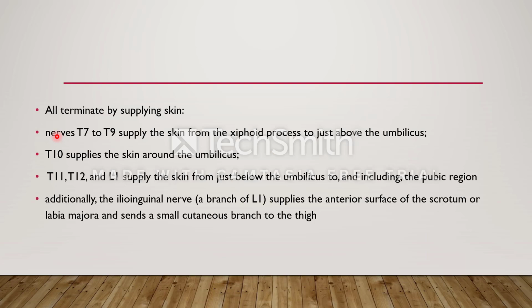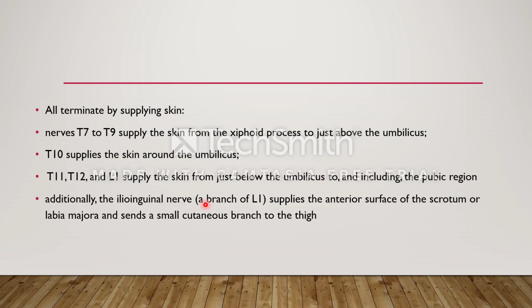So remember, T7 to T9 will supply the skin from the xiphoid process to just above the umbilicus. So remember the root value. This is T7 to T9. It will supply above the umbilicus. T10 will supply the skin around the umbilicus. This is a very important root value. Then T11 and T12, which is the subcostal nerve, and L1 will supply the skin below the umbilicus.